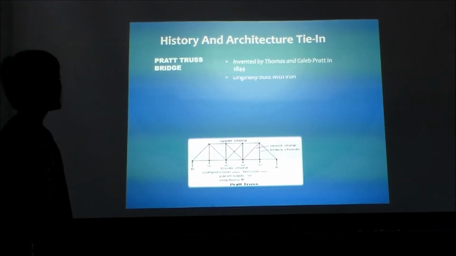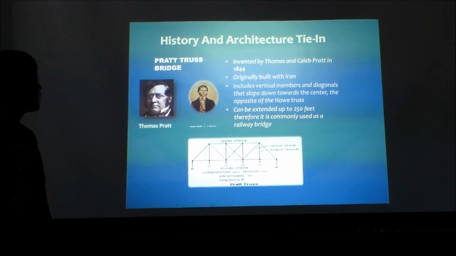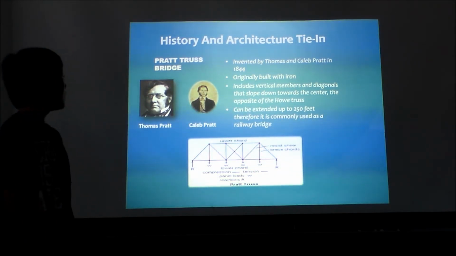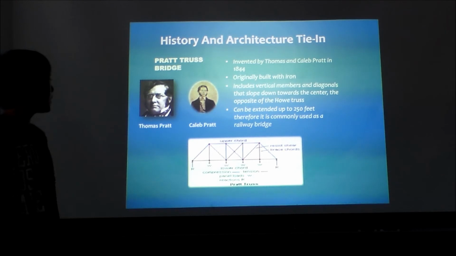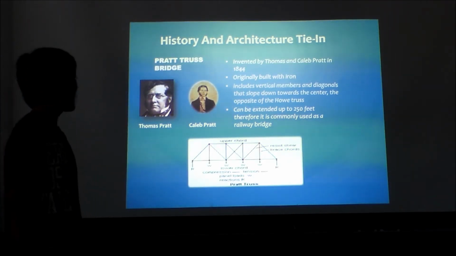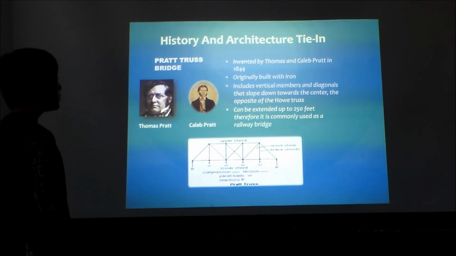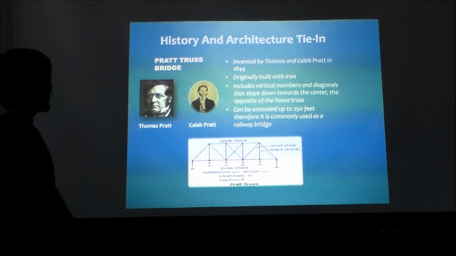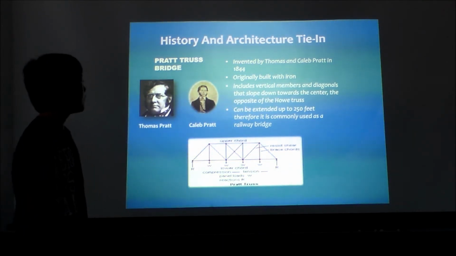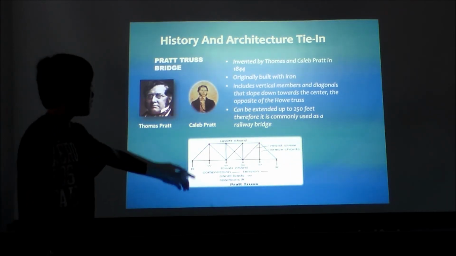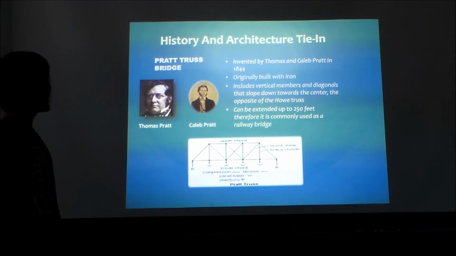History and architecture time. Pratt Truss Bridge. It was invented by Thomas and Caleb Pratt in 1844. Originally built with iron, it includes vertical members and diagonals that slope down towards the center, the opposite of the Howe truss. It can be extended up to 250 feet, therefore it is commonly used as a railway bridge. These two are the persons who invented the Pratt bridge. This is a 2D model of the Pratt bridge.